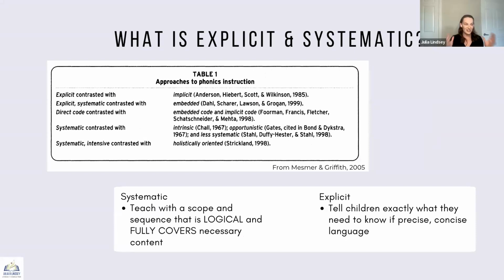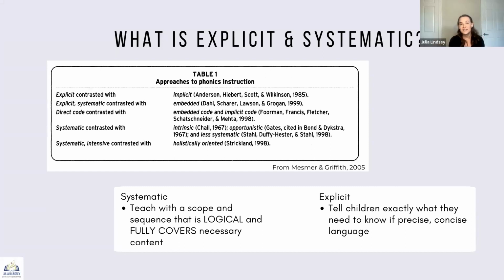Well, it pretty much just means that we need to tell children exactly what they need to know, and ideally in precise and concise language. Explicit can be contrasted with implicit. So an implicit move to try to teach a letter might be, we're going to read a poem. And in this poem, we're going to hear a lot of words that start with the same sound. While I'm reading, I'm going to track the print with my finger. I want you to try to think of which letter makes the sound that we're focusing on by listening and by watching my finger. That would be an implicit way of trying to teach a letter sound relationship.